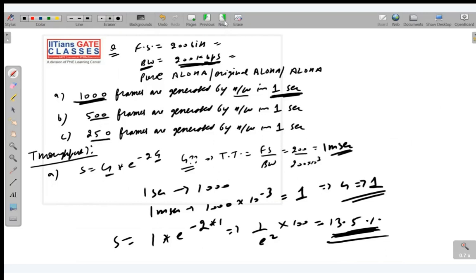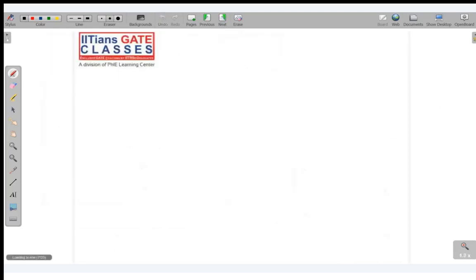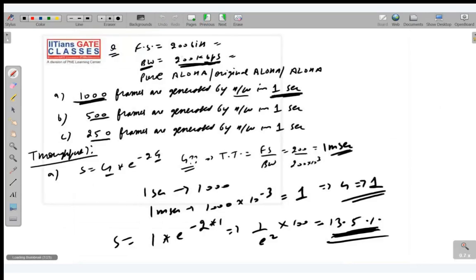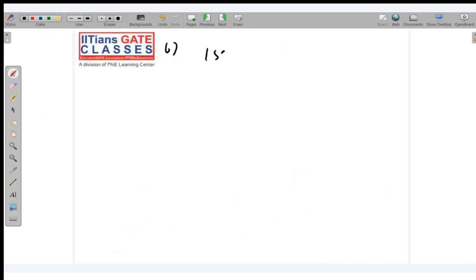Okay, so B option was 500 frames are generated by the network in 1 second. Here G was coming to be 1 for 1000, so for 500 it will be 1 by 2. If you have any doubt, in 1 second, 500 frames are generated. In 1 millisecond, how many frames will be generated? 500 into 10 to the power of -3, and it comes out to be 0.5. That is 1 by 2.